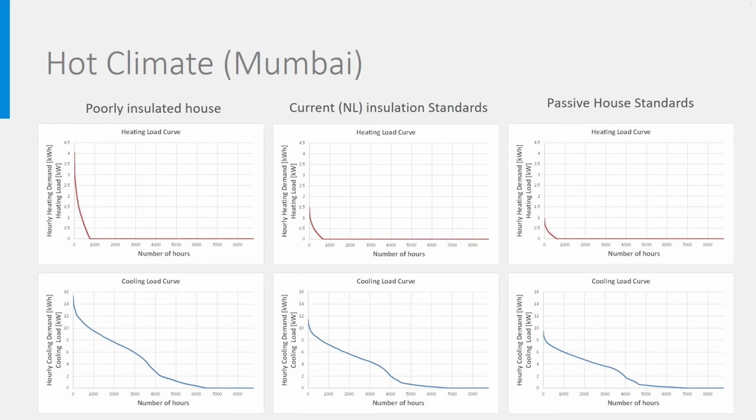But this decrease is relatively less than for the heating in the Dutch house. This is because cooling is determined for a considerable part by solar radiation, which is not affected by insulation, while solar radiation does not play a big role during the Dutch heating season.